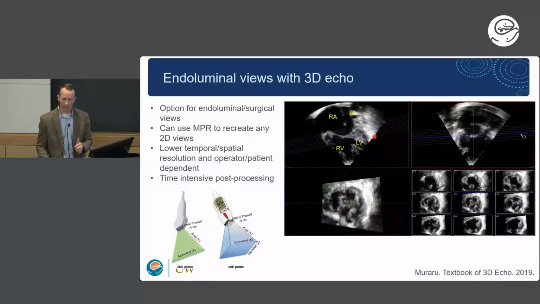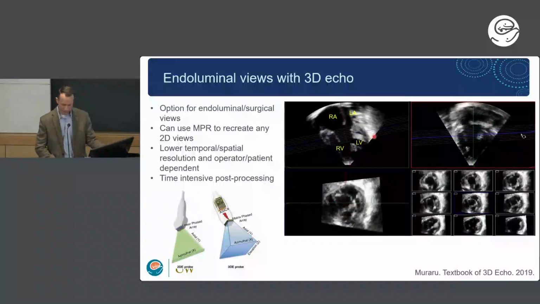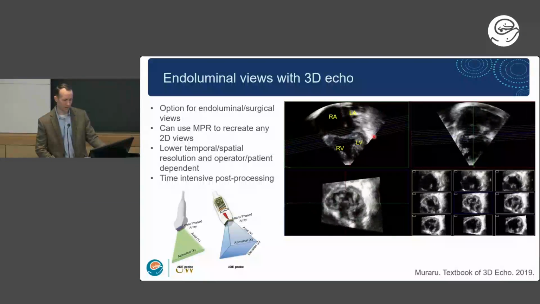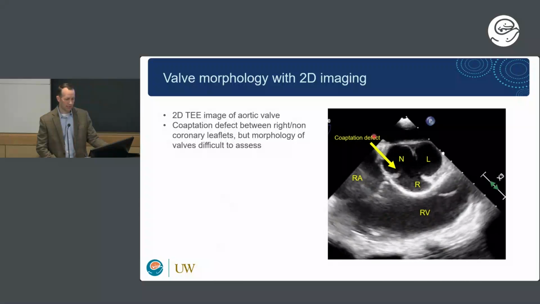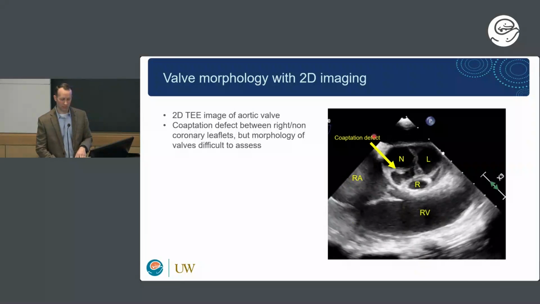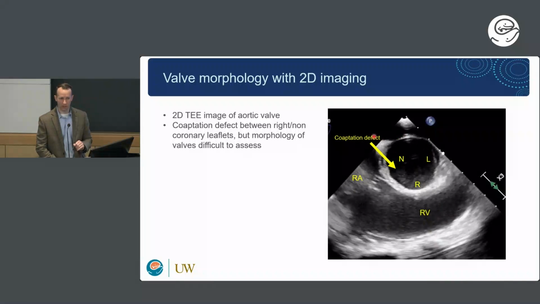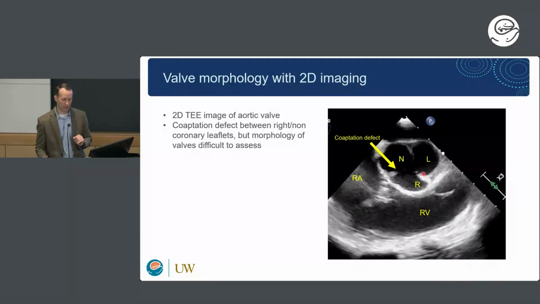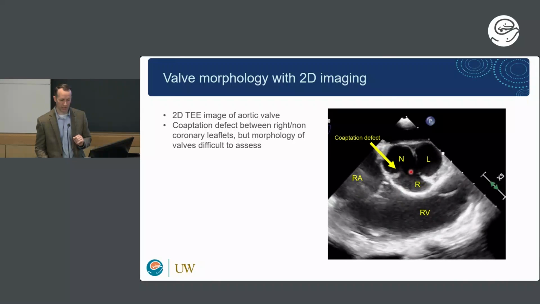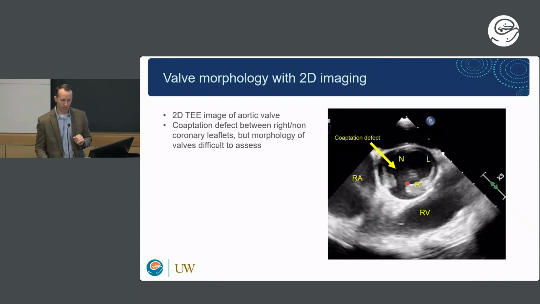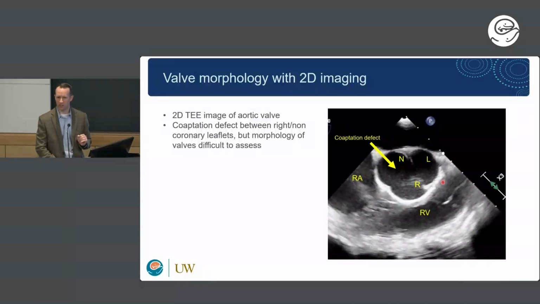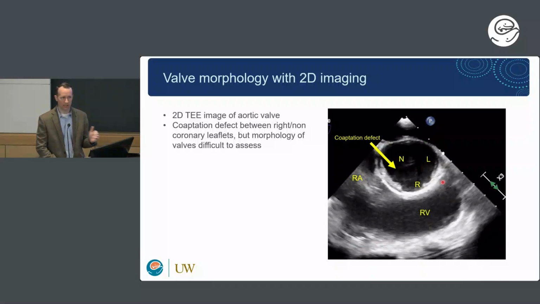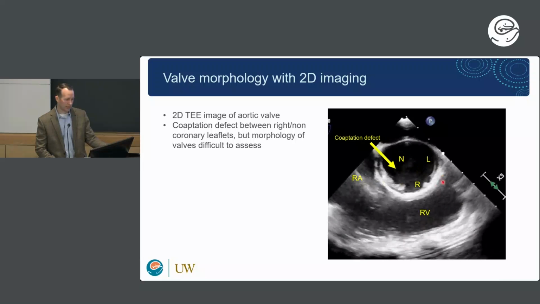And so from some of these views, we get multiple angles of things, and we can analyze it in lots of different ways that we can't really do as easily with 2D imaging. So this is an example of a 2D image of an aortic valve in the OR. You can see there's a coaptation defect in the valve here between the 3 leaflets. But it's a little bit challenging to see exactly what the mechanism is of why it is not functioning well.